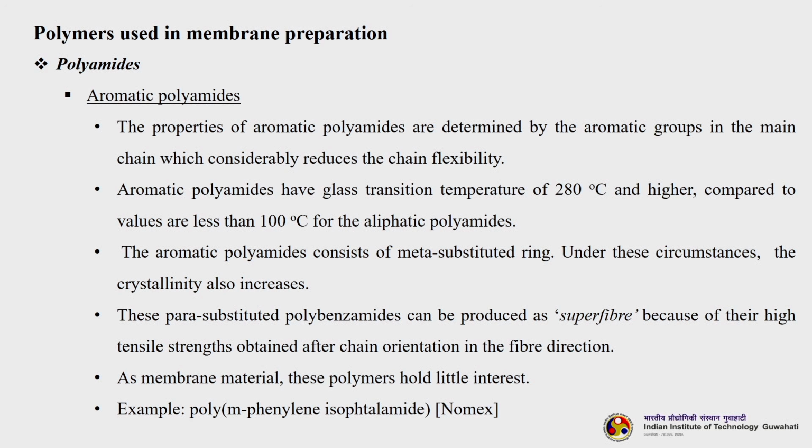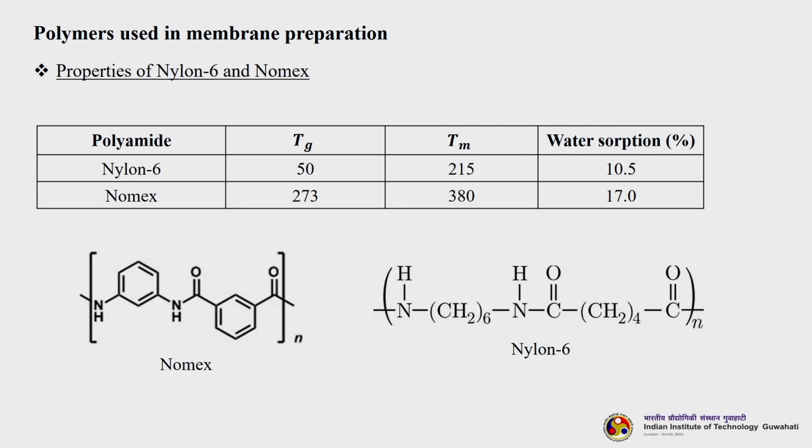So, these para-substituted polybenzamides can be produced as super fiber because of their high tensile strength obtained after chain orientation in the fiber direction. As membrane material, these polymers had little interest. An example is Nomex, which is poly(m-phenylene isophthalamide). So, let us look at the properties of nylon 6 and Nomex. You can see that Nomex has a higher glass transition temperature than nylon 6, and its melting temperature is also higher than that of nylon 6, and its water absorption capacity is also higher. These are the structures of Nomex and nylon 6.